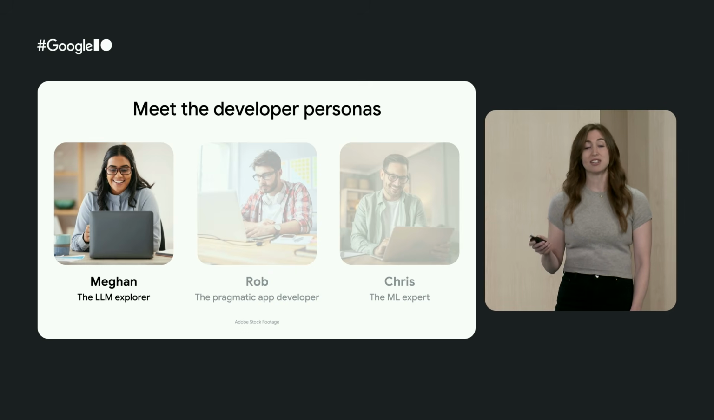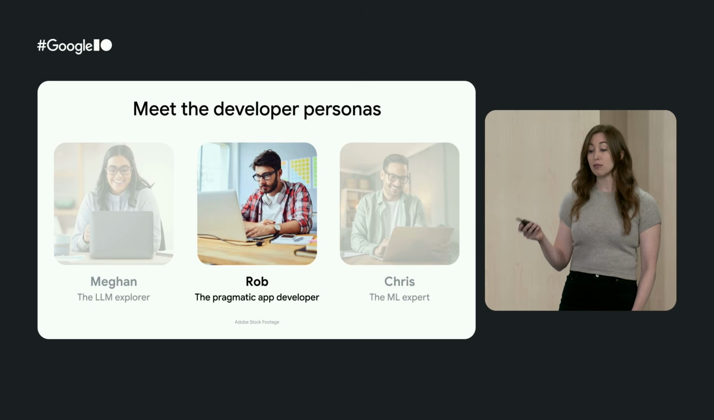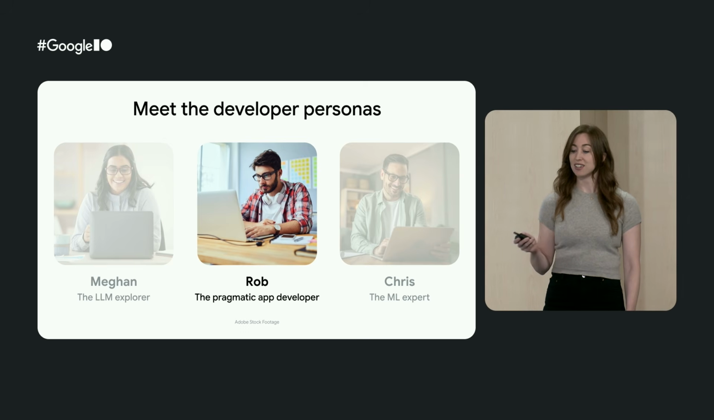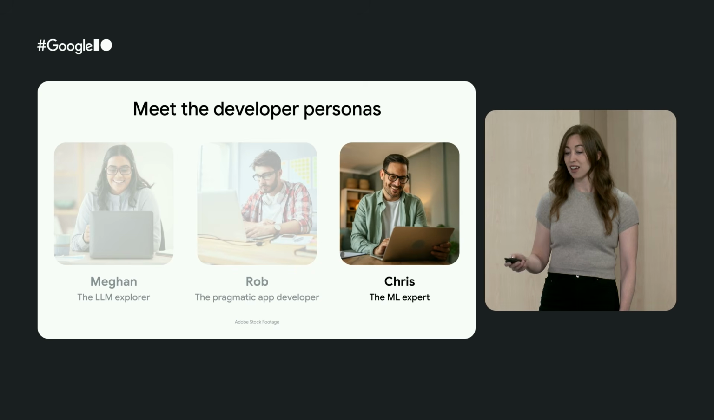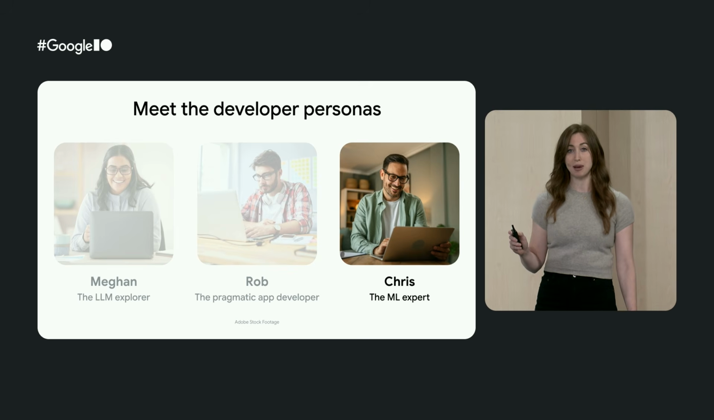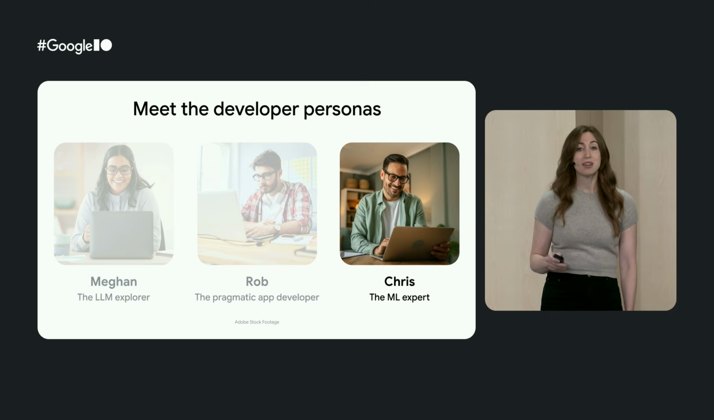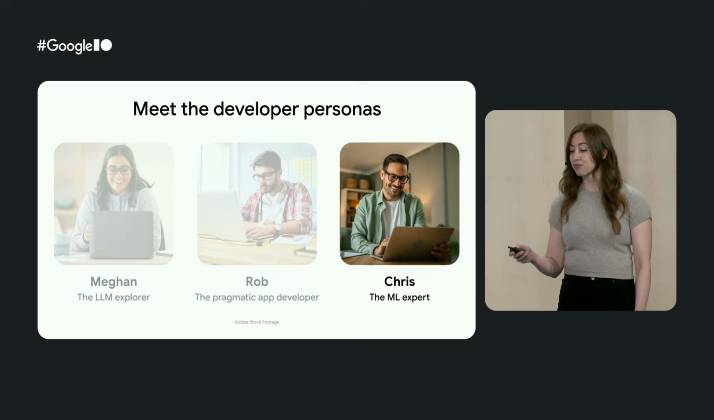Megan is exploring different LLMs. Rob wants to quickly ship common use cases to a wide range of devices. And Chris is building a hero feature that requires control of the whole ML pipeline. So we'll see how each one of them would use the stack.